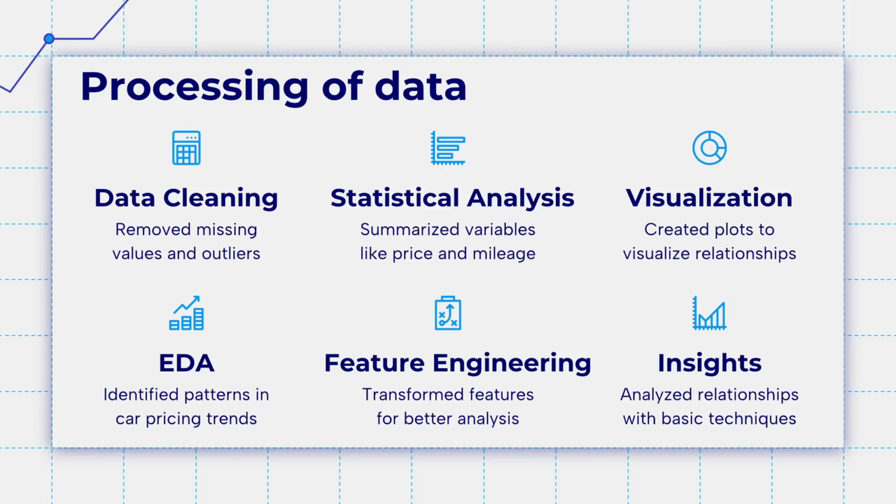Data cleaning was another critical step. By removing missing values and outliers, we ensured the reliability of our results. Feature engineering was also a major focus. This involves transforming raw data into a form that's easier to analyze. For instance, grouping cars by age into categories like new, moderate, and old provided deeper insights into how a car's age impacts its price. These methods were combined to identify patterns, relationships, and trends in the dataset, giving us a robust framework for drawing conclusions.